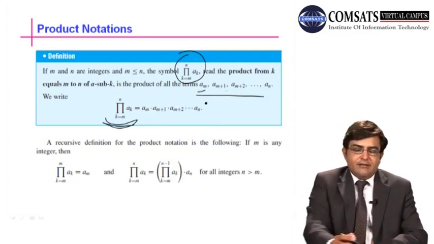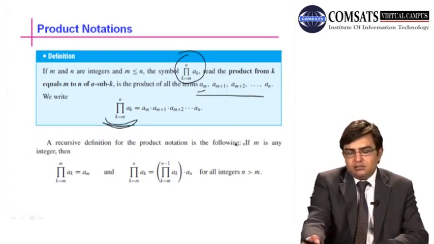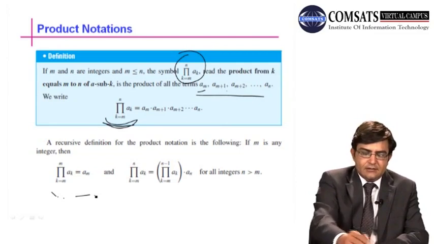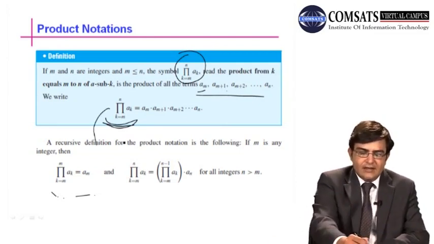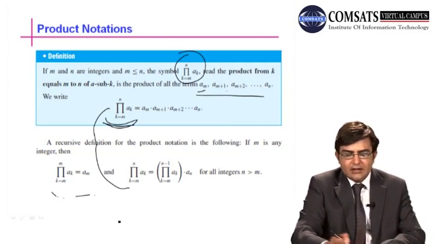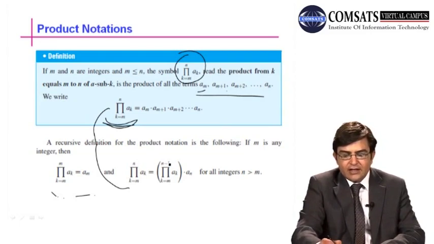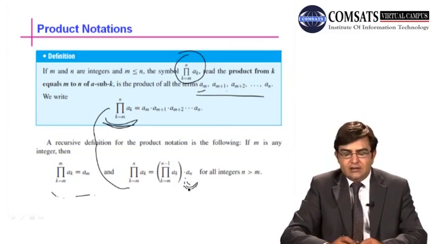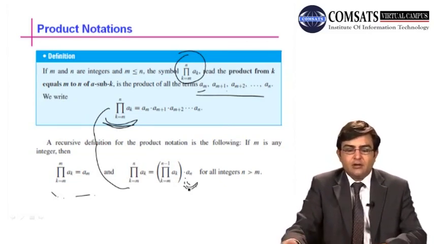So a recursive definition of product notation can also be defined as this. If we have k equal to m, a_k is only the first term, and this can be defined as the product from k equals m to n of a_k equals the product from k equals m to n minus 1 of a_k, and we write the last term separately. So this is basically the recursive notation of the product of the terms of the sequence.